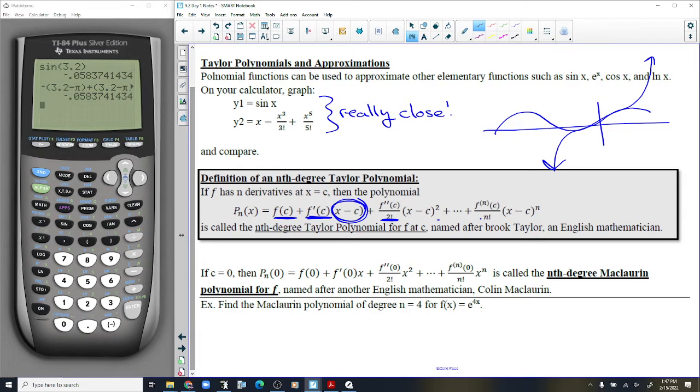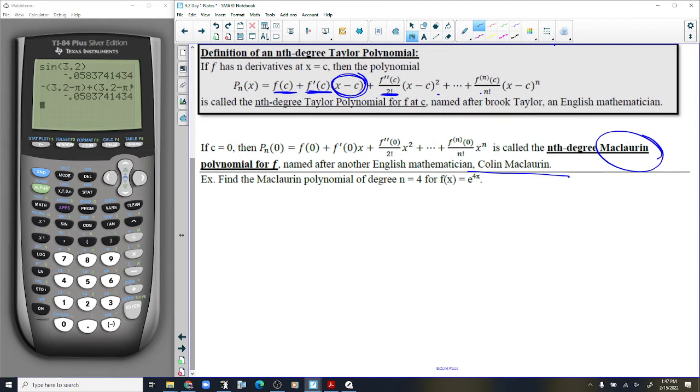That's called the nth degree Taylor polynomial for f at c, named after Brook Taylor, an English mathematician. If c equals 0, then this is called the nth degree Maclaurin polynomial, after an English mathematician named Colin Maclaurin. So Maclaurins are always centered at 0. Taylors are usually not centered at 0, but they can be.